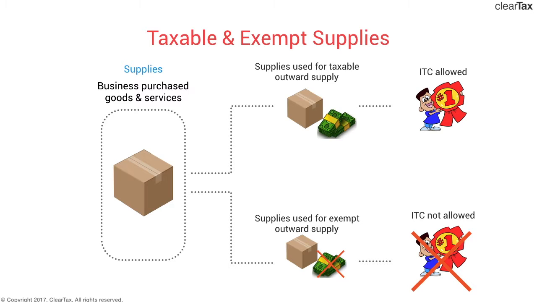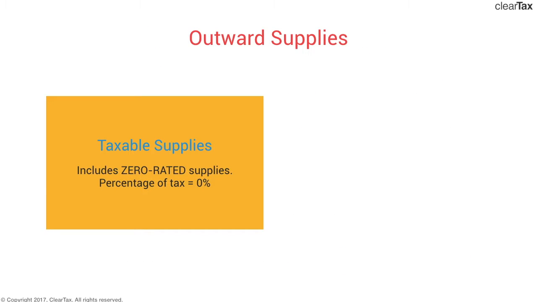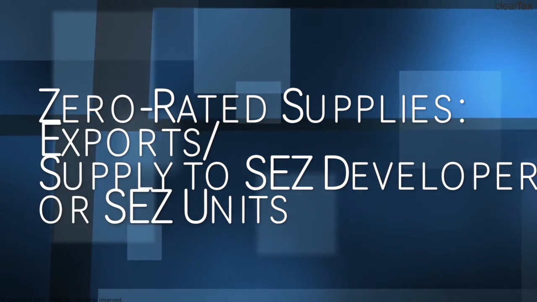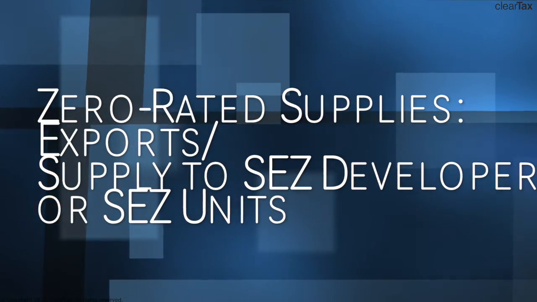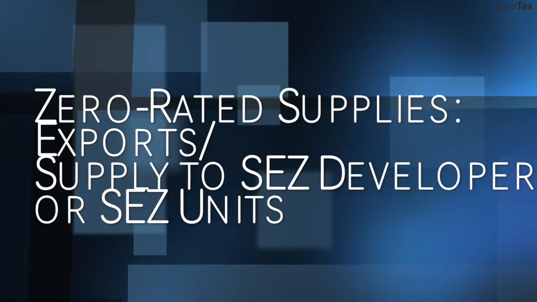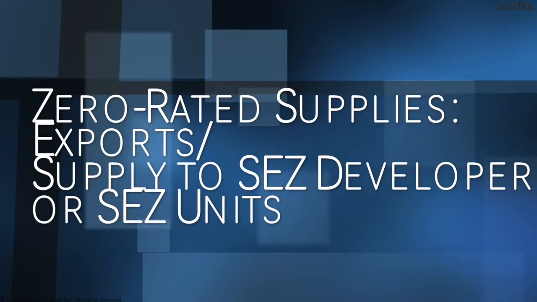While finding out how much of your supplies are taxable or exempt, you'll have to keep two things in mind. Taxable supplies would include zero-rated supplies. These are supplies for which the percentage of tax prescribed by law is 0%. Zero-rated supplies include the export of goods or services or the supply of goods and services to an SEZ developer or an SEZ unit. Now you should know that SEZ units are considered as export areas.